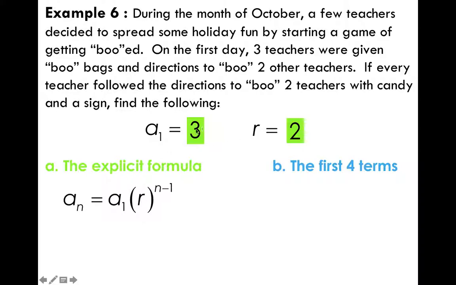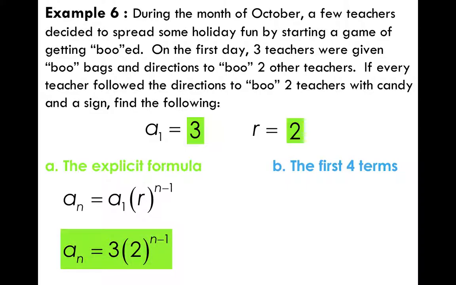So with those things being given, we should be able to figure out that our explicit formula is 3 times 2 to the n minus 1. But now we want to find out what the first 4 terms are. Well, we already know term number 1 is 3. Sometimes it can be pretty easy to figure out what they are, especially in this case, since our first term is 3 and our common ratio is 2, that means we're multiplying by 2 every time. So we start off with 3, times 2 is 6, times 2 is 12, times 2 is 24.